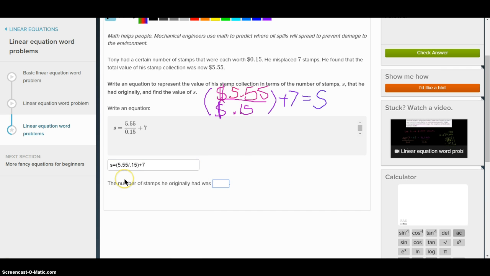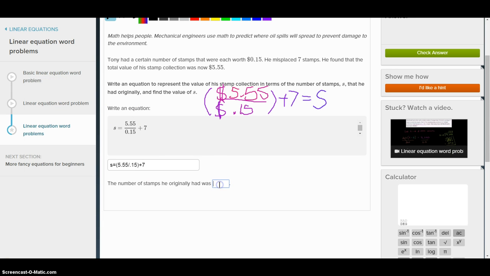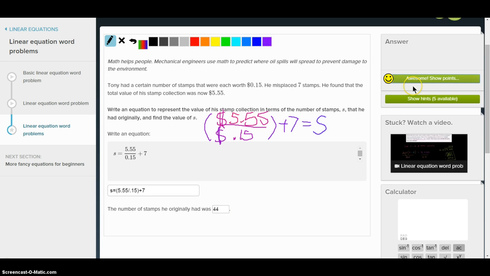Alright, and the number of stamps that he had originally, let's go back to our calculator here and plug it in. So 5.55 divided by 0.15, and that is 37 stamps that he has right now. And then plus the 7 that he lost, that is 44 stamps. So he originally had 44 stamps. Okay, and that is good.